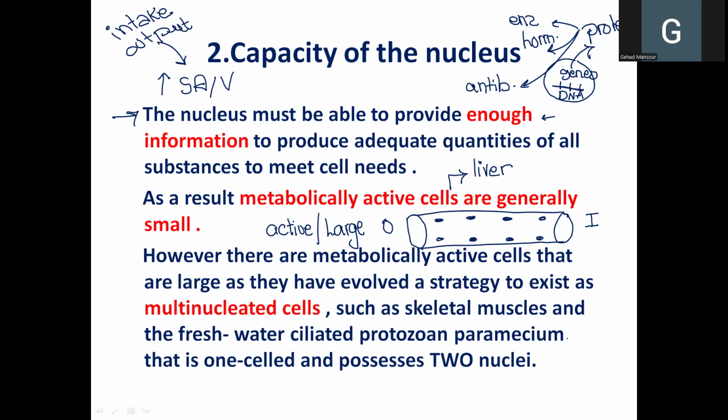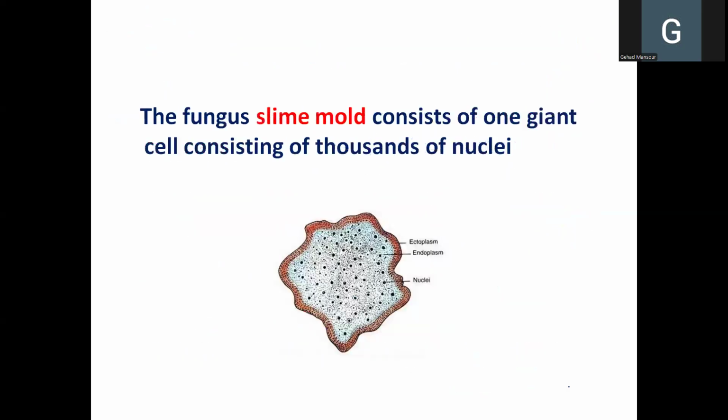Sometimes there are certain organisms like the protozoan Paramecium. We know that protozoa is the general name for one-celled, or unicellular, but eukaryotic organisms, meaning they have true nuclei. This is different from prokaryotes, which are unicellular but prokaryotic, of course. The Paramecium, for example, is a freshwater and ciliated organism, and it possesses two nuclei, a large nucleus and a smaller nucleus.